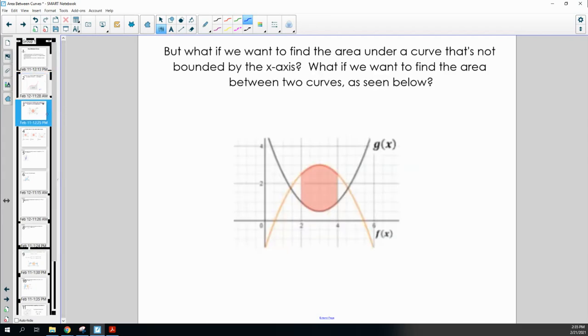But what if we want to find the area under a curve that's not bounded by the x-axis? What if we want to find the area as seen below? So we can see that the function here is not bounded by the x-axis. They're actually bounded by each other. So we have f of x, which is this orange function, and g of x, which is this black function. And we want to find the area between them.